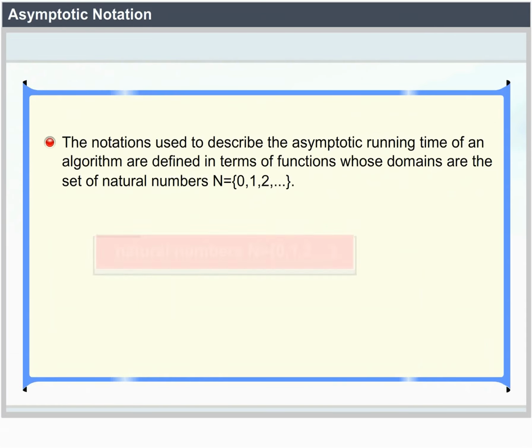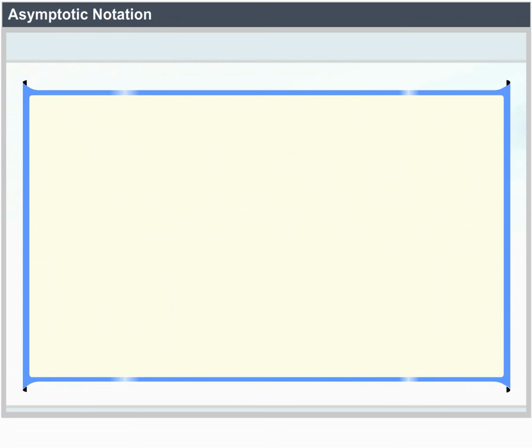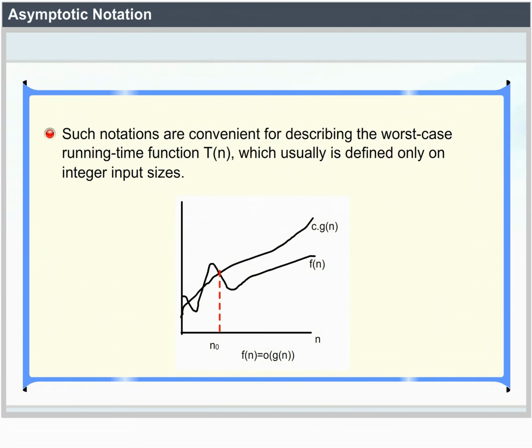Asymptotic notation. The notations used to describe the asymptotic running time of an algorithm are defined in terms of functions whose domains are the set of natural numbers, capital N equal to 0, 1, 2 and so on. Such notations are convenient for describing the worst case running time function T of n, which usually is defined only on integer input sizes.